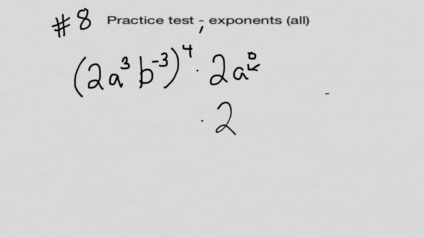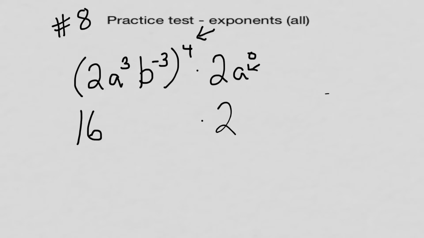This exponent of 4 applies to the 2. Then it applies to the a to the cube. Then it applies to b to the negative cube. All right, so let's do this one at a time. 2 to the 4th power is 2 times 2 times 2 times 2, which is 16. Now, since it's on the outside, I don't add exponents. Since it's outside of parentheses, I multiply.